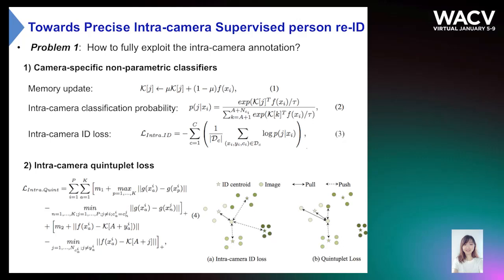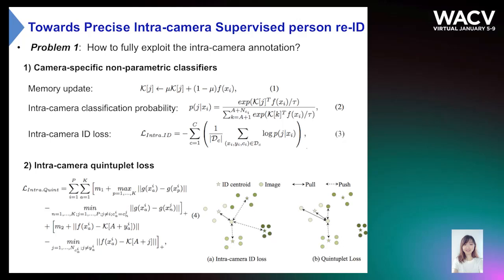To enable the learning of non-parametric classifiers, we construct an ID-level memory bank, which is updated in an exponential moving average form as shown in equation 1. Then we compare the batch image feature with the memory feature to obtain the intra-camera classification probability. A cross-entropy loss as shown in equation 3 is then computed as the intra-camera classification loss.